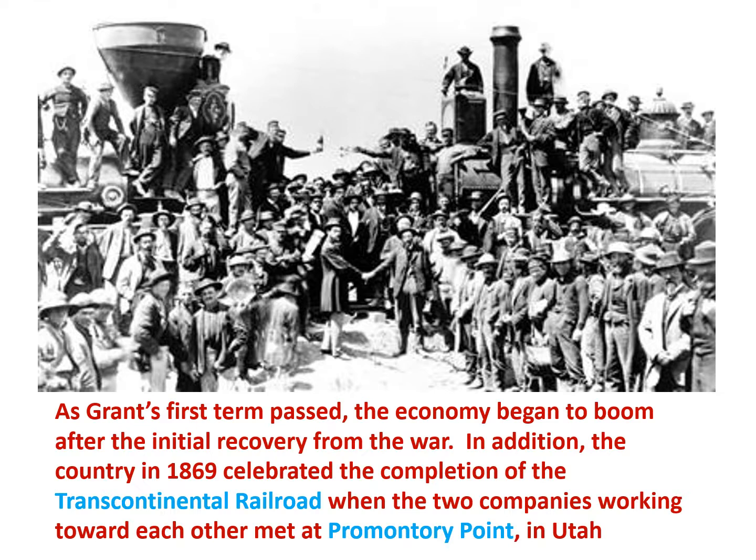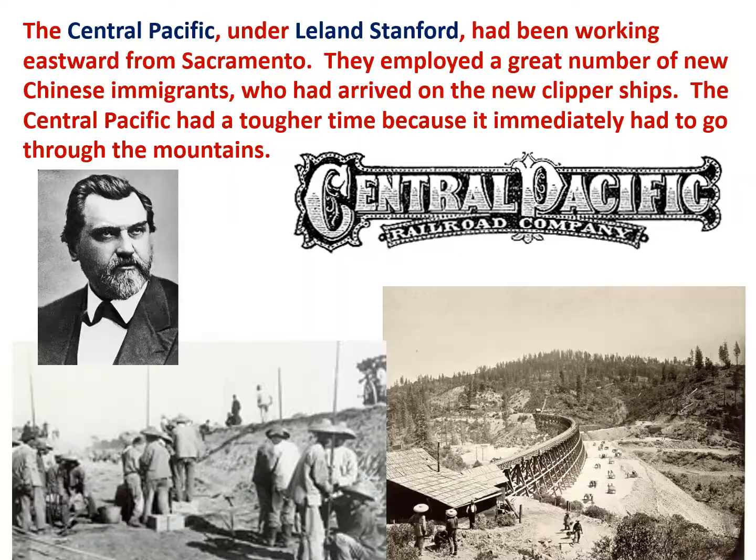You can see the two locomotives sort of facing each other, and all the workers on either side, each company, and the two investors holding hands. If you look carefully, you can see them exchanging champagne glasses off the locomotives. They had been working ever since Lincoln had signed the Railroad Act earlier in the Civil War. And so all through the Civil War, this construction had been going on.